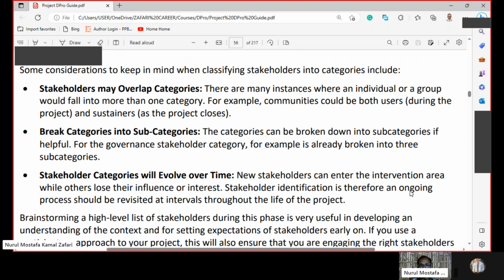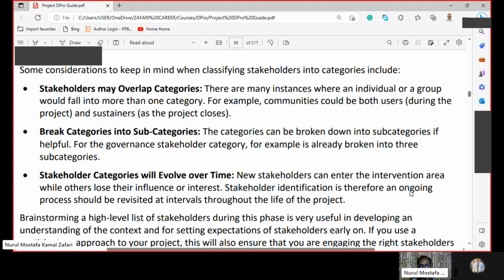Some considerations to keep in mind when classifying stakeholders into categories include: stakeholders may overlap categories. There are many instances where an individual or a group would fall into more than one category. For example, communities could be both users during the project and sustainers as the project closes. Break categories into subcategories if helpful. The governance stakeholder category, for example, is already broken into 3 subcategories.